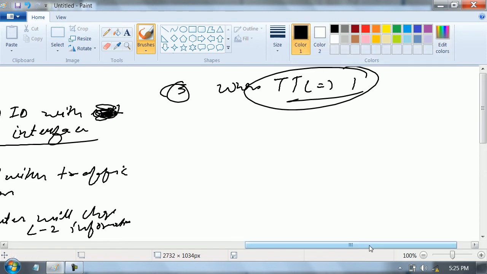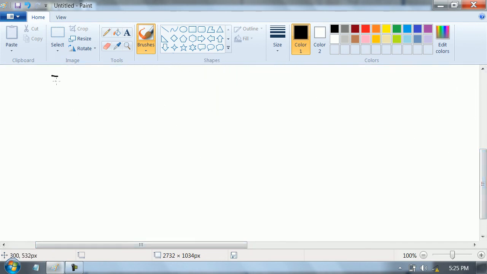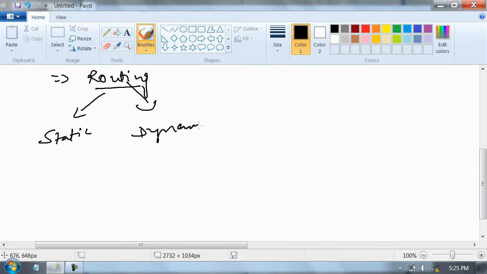Now guys, routing is basically of 2 types. One is static, the other one is dynamic. What do you mean by static routing and what do you mean by dynamic routing?